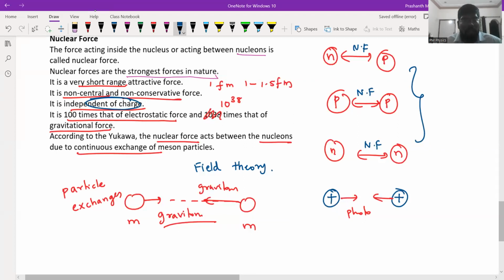So it is independent of charge. You see this word, that's why I'm stressing here. The nuclear force is independent of charge, means all are equal. All nuclear forces are equal only. If they say the net force between the proton and proton, then we should include both nuclear force and electric force. Understand? If they say nuclear force, you should say all of them are equal. If they say net force, then you should say the net force between proton and proton is less. Understand?